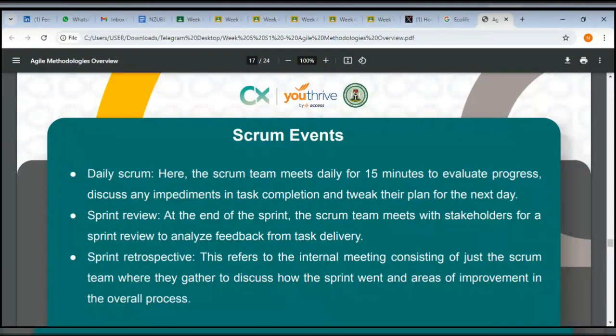It's just updates. This is what I'm working on. This is the pushback or the roadblock that I face that I need help with. And this is what I'm planning to work on today. That's just how it goes.